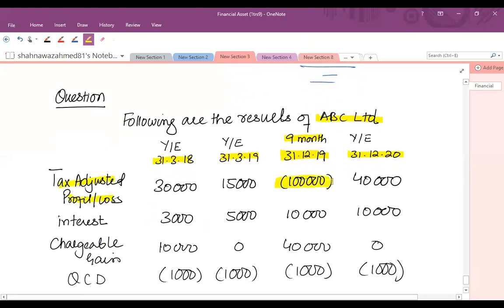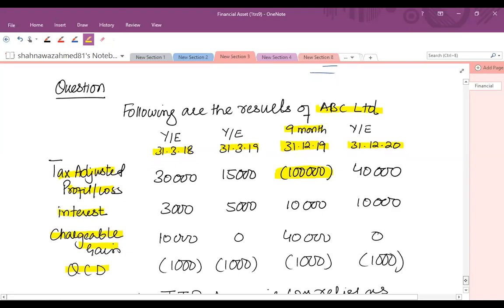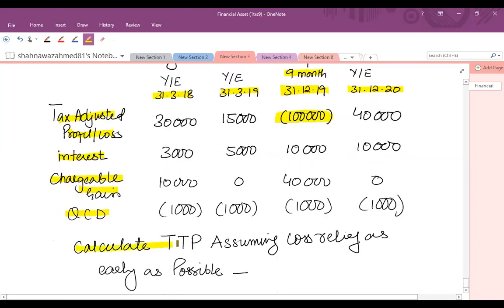So we have tax adjusted profit. The year of loss is 100,000. We have interest income, we have chargeable gain, and we have QCD. So what we have to do is find out the taxable total profit each year, assuming loss relief as early as possible. So it means first of all, mandatory we have to offset with current year income, and then carry back for the previous 12 months total profit before QCD. Any amount unrelieved can then be carried forward.